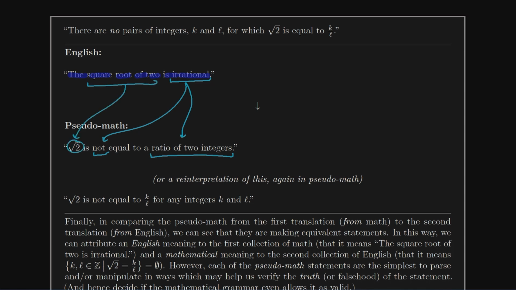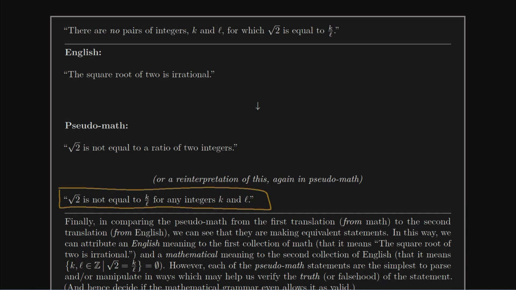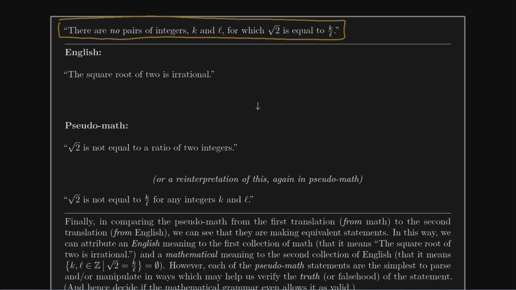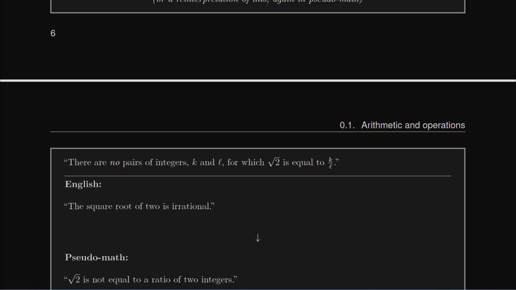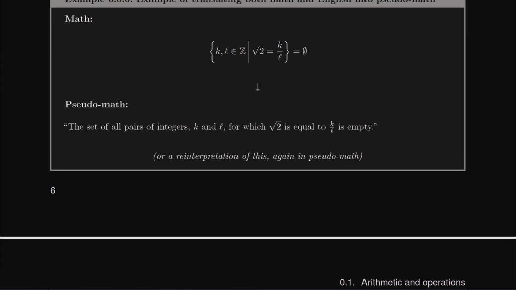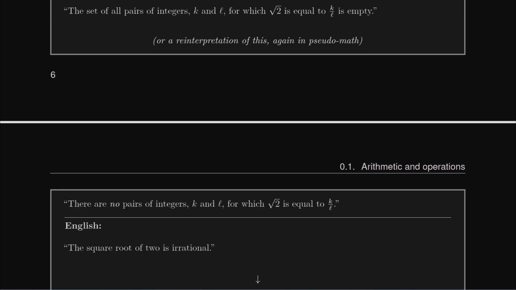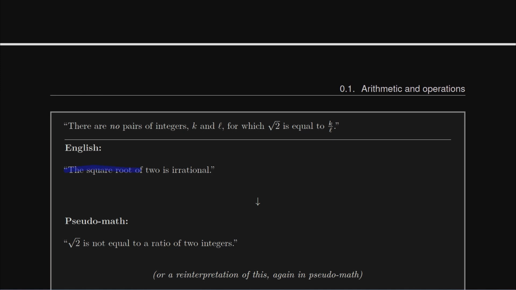And the moment that I have it in pseudomath, I can actually go one step further, and I can grab ratio of two integers and replace it with a true ratio of two integers. And now if we look and we see this, root 2 is not equal to k over l for any integers k and l, and we look at the top here, my other translation, there are no pairs of integers k and l for which root 2 is equal to k over l, we can tell that these are actually the same statements. And so if now I want to interpret the original purely mathematical statement in a purely English context, because I've translated through pseudomath, I can, and I know that that original math statement is referring to the square root of 2 being irrational.